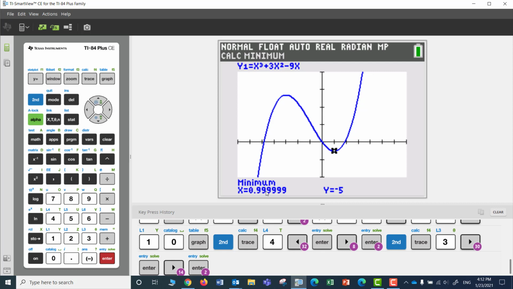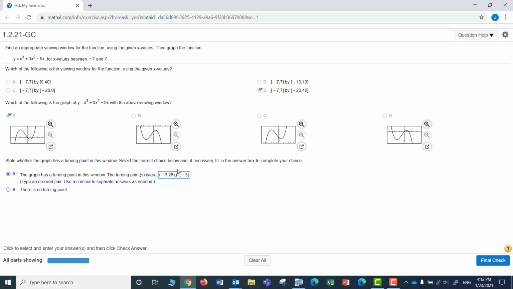Now you see the answer for that second turning point. Its x coordinate is 0.999 and the y coordinate is -5. When you see numbers like 0.999 as output, the calculator is using some estimation algorithm. So 0.999 is actually 1. So the turning point here is (1, -5). You got that answer correctly.